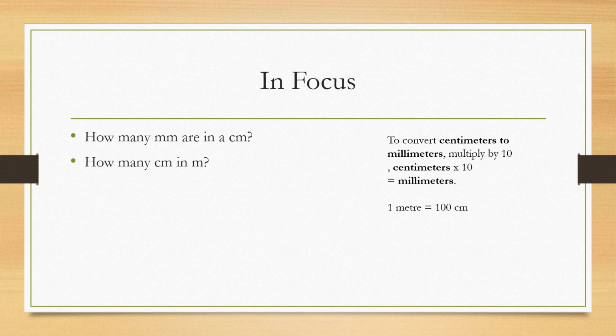So in order to convert centimetres to millimetres, you need to multiply by 10. So if we were then converting millimetres into centimetres, you would do the inverse and you would divide by 10, okay? Now, if you look at how many centimetres are in a metre, there are 100 centimetres in a metre. So if you are converting that, think about which way you would multiply and which way you would divide.